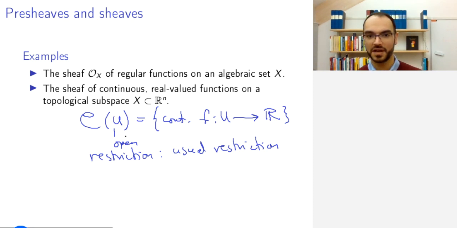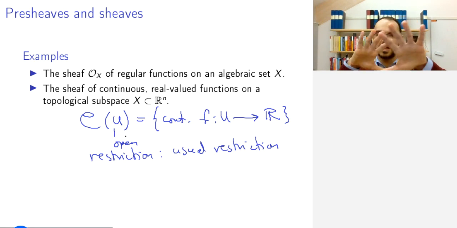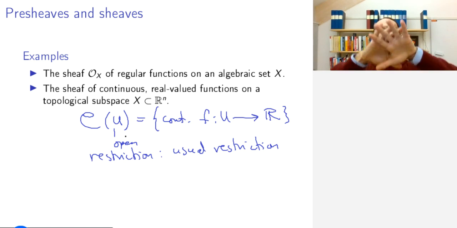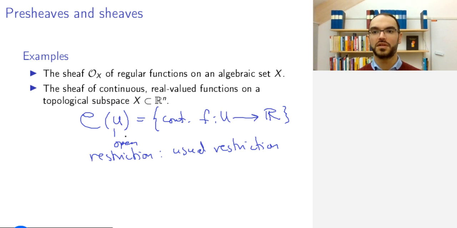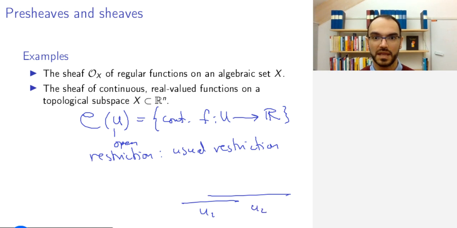So if you have an open cover, it's certainly a presheaf. It's a sheaf because if you have an open cover, and if you have a collection of functions that are continuous on all the open sets of the cover and agree on the intersections, you can lift them to a continuous function on the whole set. So if you have here, say, U1 and here U2, and you have one function that goes like this and another function that goes like this, and they agree on the intersection, then you can lift them to a continuous function on the whole open set, not just a random function.